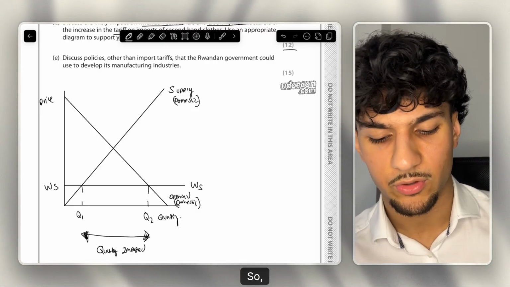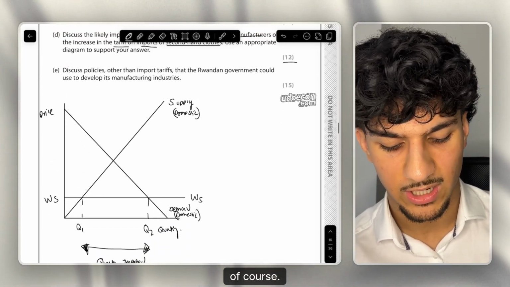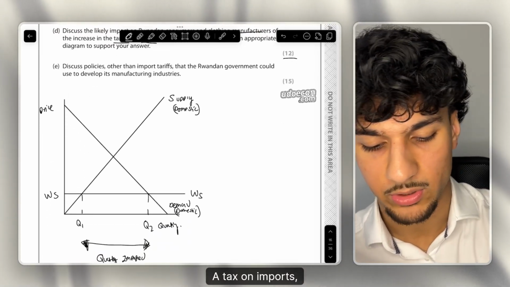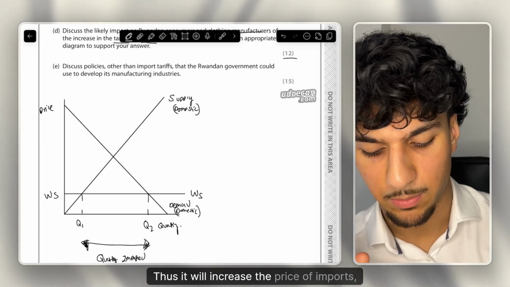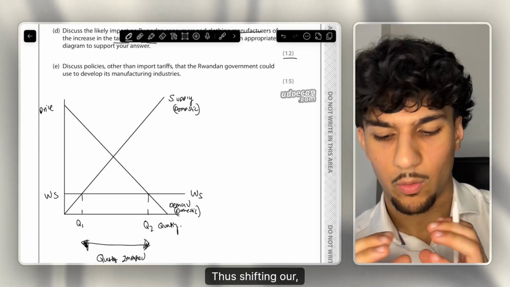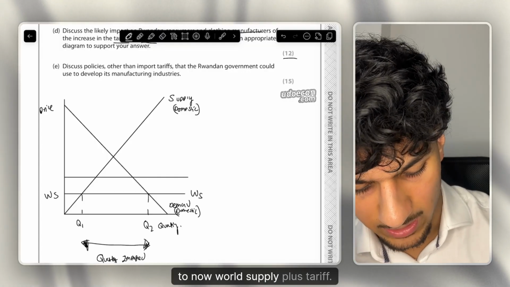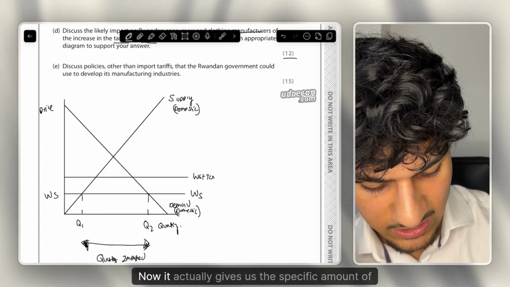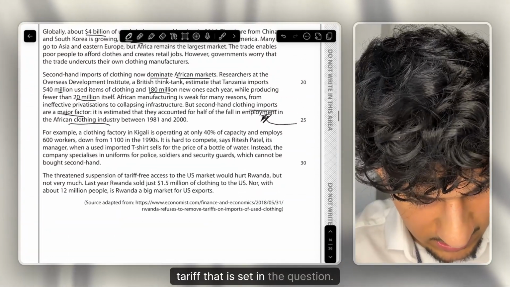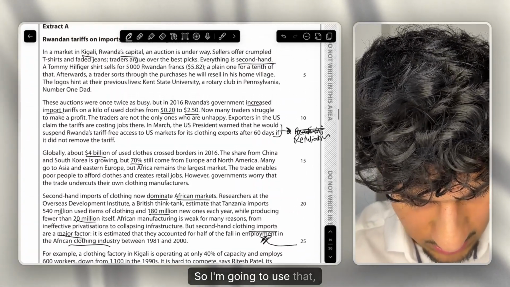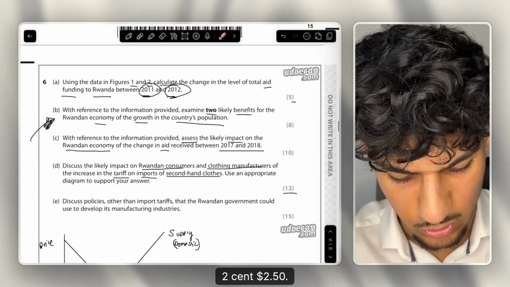What happens now? Rwanda set a tariff. What is a tariff? A tax on imports. How is it going to affect the price of imports? It will increase the price of imports, thus shifting our world supply vertically upwards from world supply to world supply plus tariff. Now, it actually gives us the specific amount of tariff that is set in the question, so I'm going to use that to pick up the application marks. So it goes to $2.50.